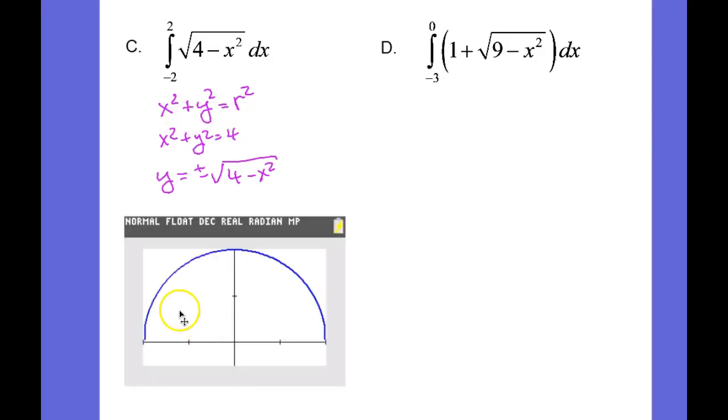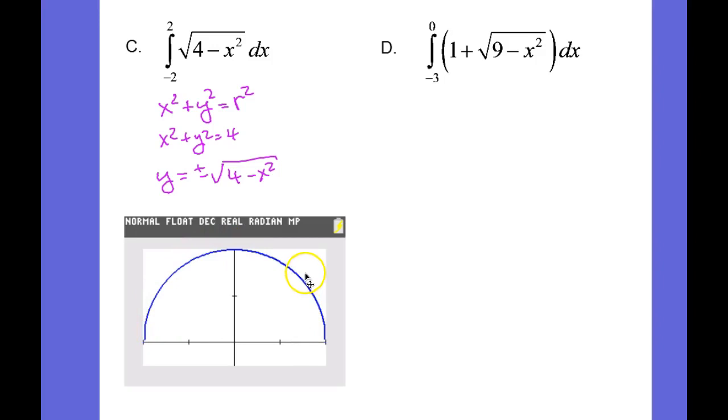So here is my graph of the positive square root of 4 minus x squared. And as you can see, my x min is -2 and my x max is +2. So I'm on the interval from -2 to +2. Now you may have noticed when you graphed your semicircle on your calculator that it may look like an ellipse, and mine actually looks like a semicircle.